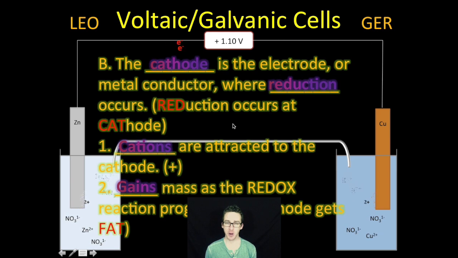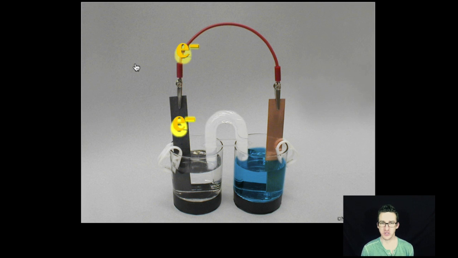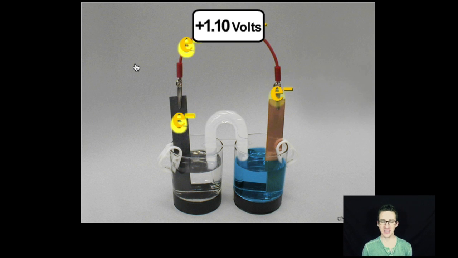Okay, second part of a voltaic cell we need to be familiar with is the cathode. It is the electrode or metal conductor where reduction occurs. It's our other half cell. Reduction occurs at the cathode. Redcat, a great mnemonic device. Once those electrons are lost by the zinc, they travel through the external wire to the cathode. Here we can measure, using a voltmeter, what the voltage is for the cell.